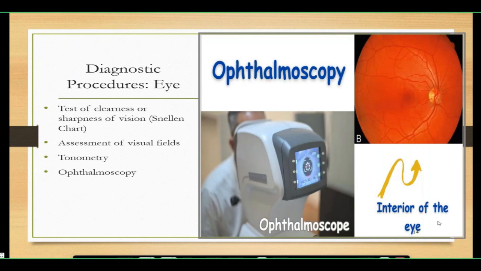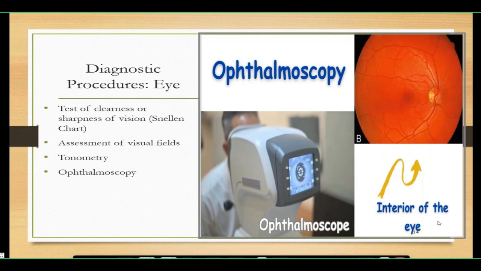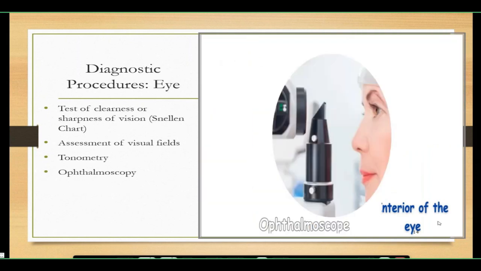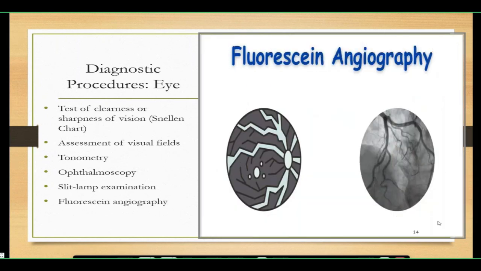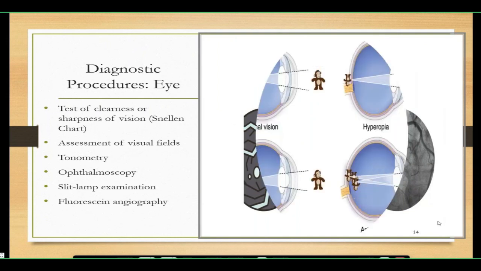Ophthalmoscopy is examination of the interior of the eye and is performed with an ophthalmoscope. Slit lamp examination looks at the various layers of the eye with a bright light, usually after dilation of the pupils. Fluorescein angiography uses a bright green fluorescent dye, fluorescein, to examine blood flow through vessels of the eye.